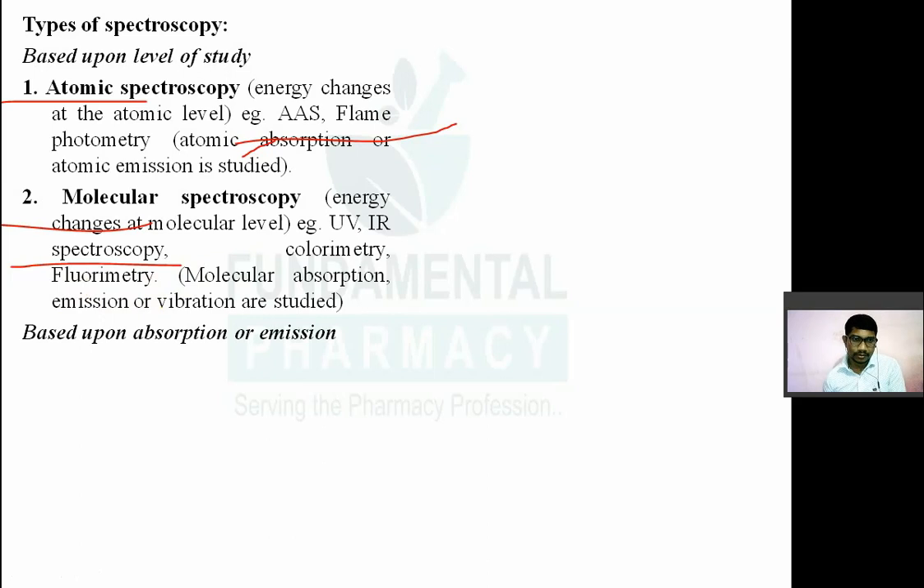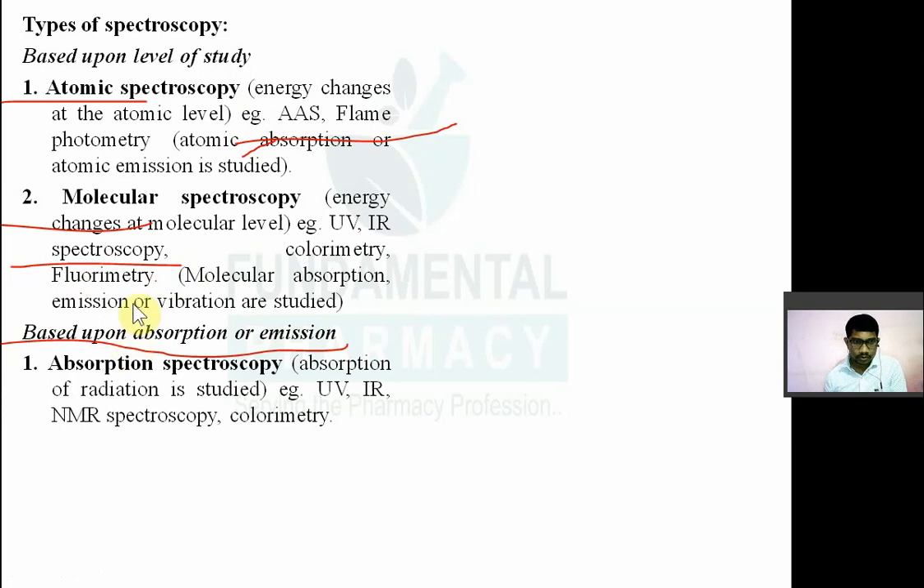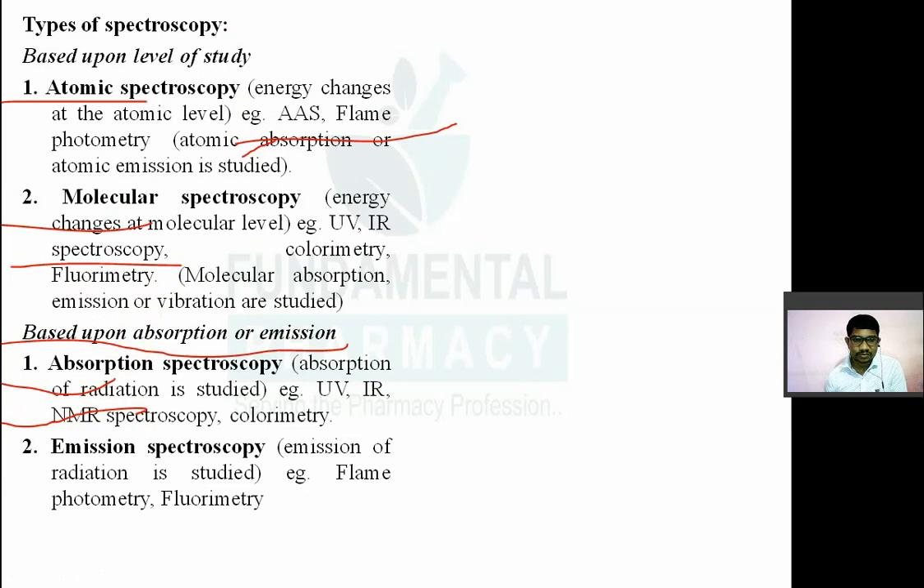Again, based upon absorption and emission, that is, whether light is absorbed or emitted, spectroscopy is classified. In absorption spectroscopy, absorption of light takes place, and absorption of radiation is studied in the case of UV, IR, NMR, and colorimetry. Then emission spectroscopy: emission of light takes place, and that is studied, as in the case of flame photometry and fluorimetry.